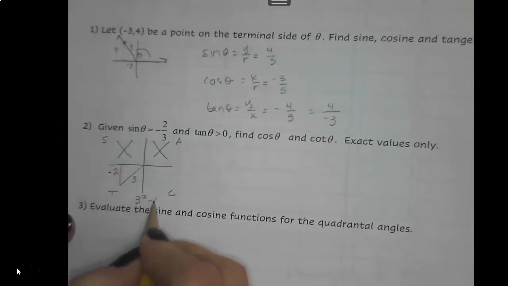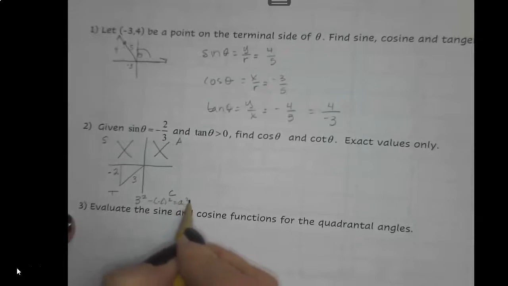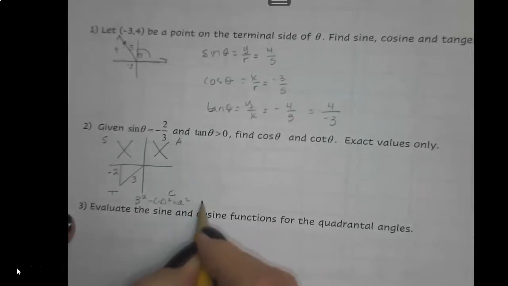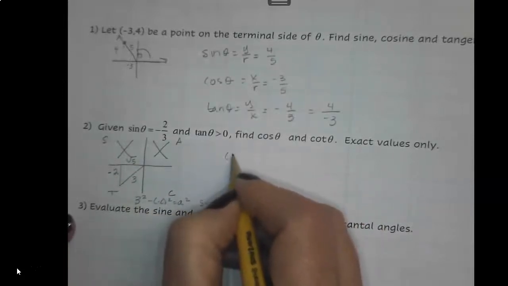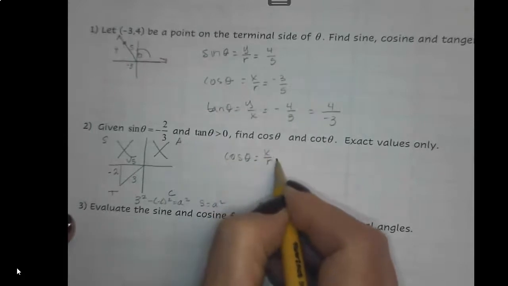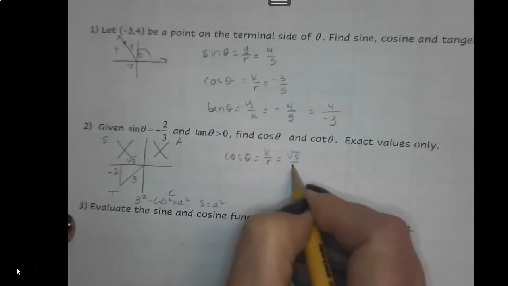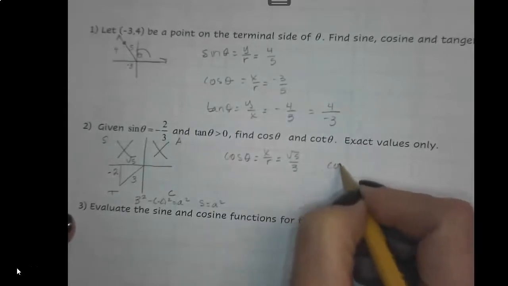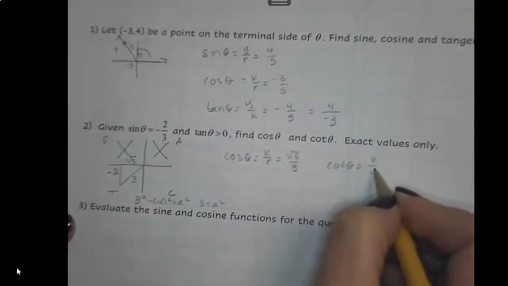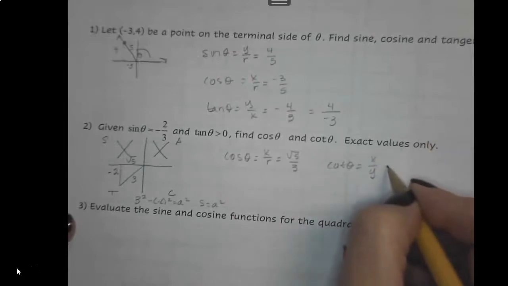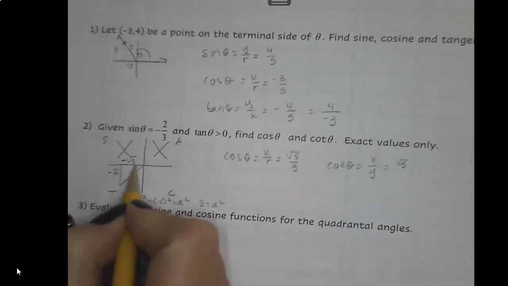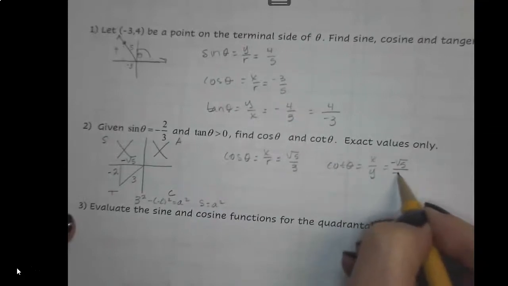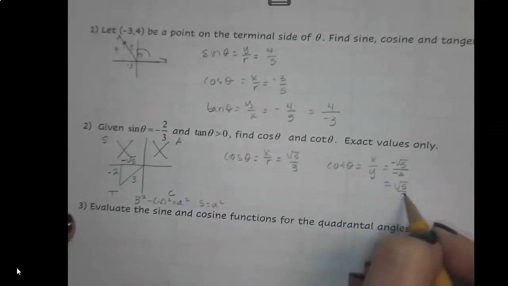3 squared minus negative 2 squared is going to equal a squared. So 9 minus 4, so 5 equals a squared, so this will be the square root of 5. Then once you know that, cosine theta is x over r, so root 5 over 3, and then cotangent theta is x over y, so that would be root 5. Oh, you know what? Look right here, y'all. That should be negative because I'm on the negative x-axis. So negative root 5 over negative 2, so root 5 over 2.